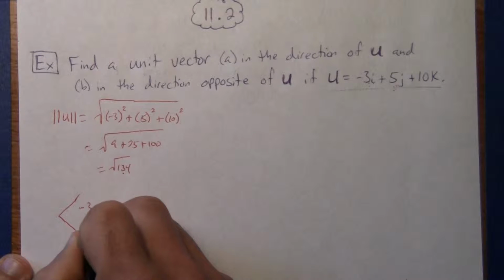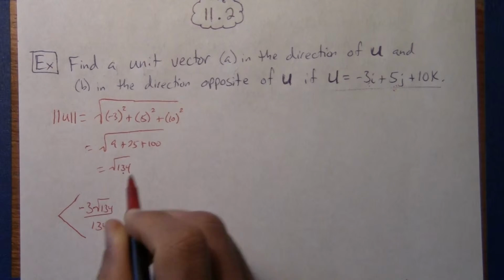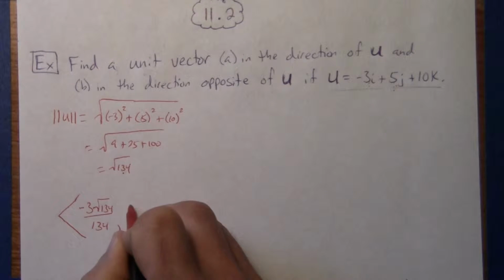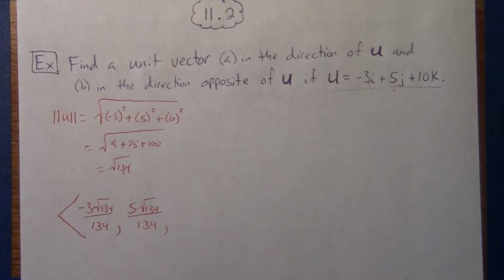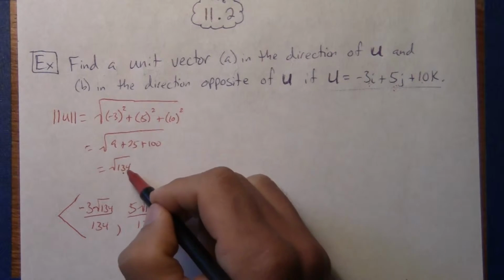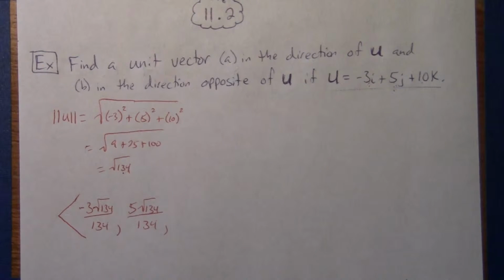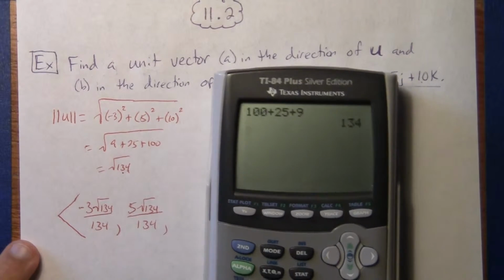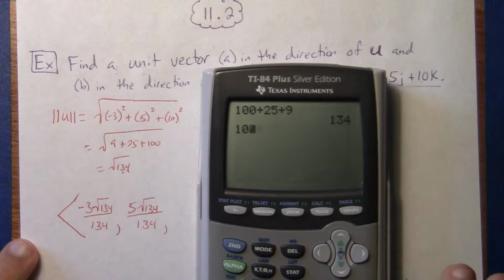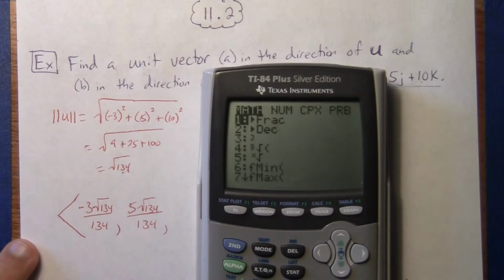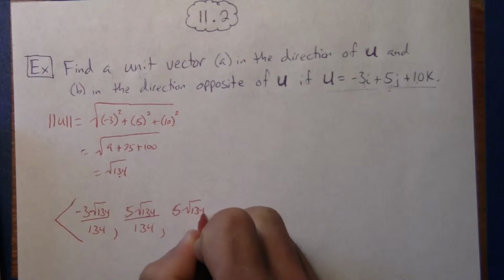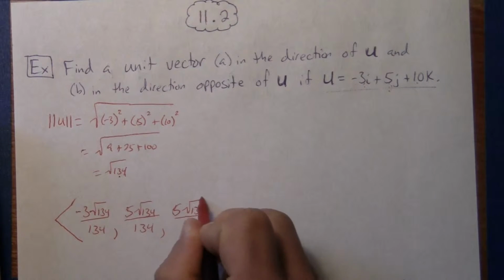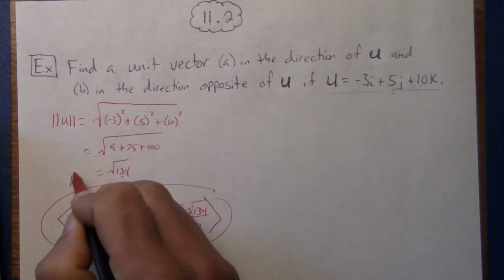or if I rationalize, it would be negative 3 square roots of 134 over 134, comma, 5 over the square root of 134, and again, if I rationalize, it'd be 5 square roots of 134 over 134, and then it's going to be 10 square roots of 134 over 134, and I know 10 over 134 can be simplified, so before I go ahead and write that out, I'll go ahead and simplify it. 10 over 134 as a fraction simplified is 5/67, so it would be 5 square roots of 134 over 67. There is the answer to part A.